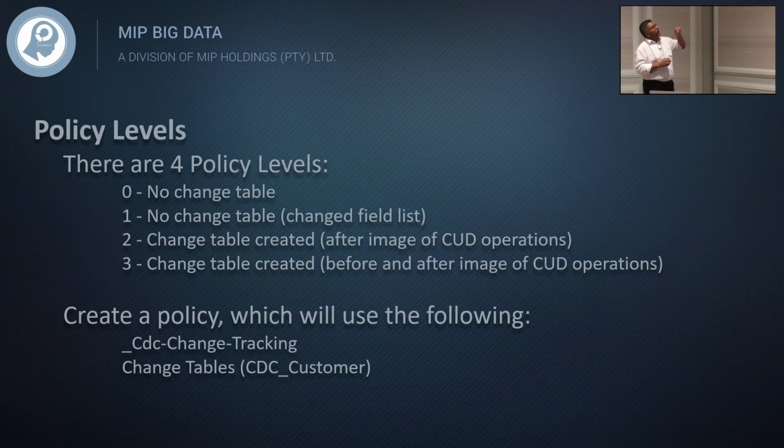In between, we've got policy level 1, where in addition to knowing that a particular record had a change on it, it also stores the fields that were changed, so the field name, so you can interrogate those fields. And then policy level 2 stores the fact that the record has changed, and it also stores the after image of the change. Right, so what the data looked like after the change.